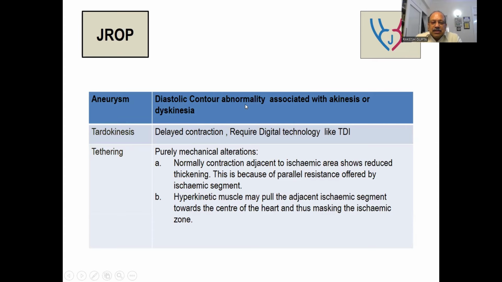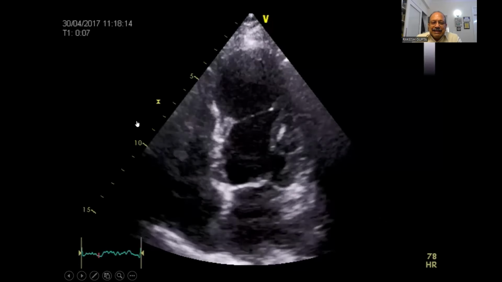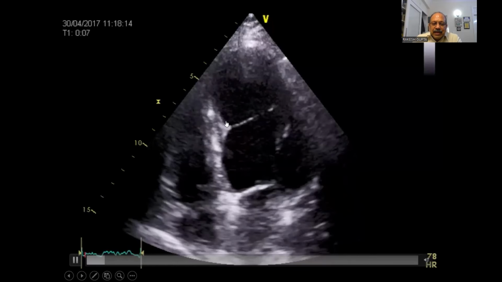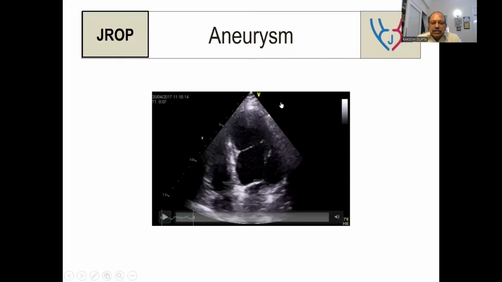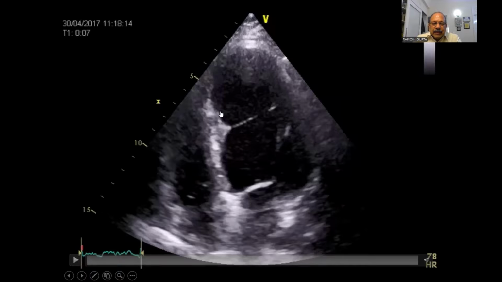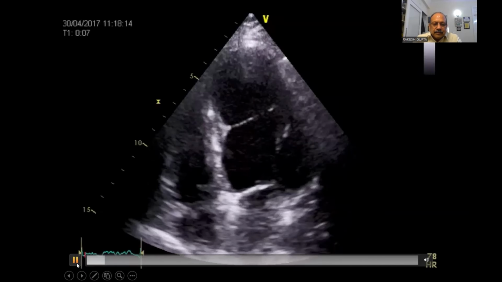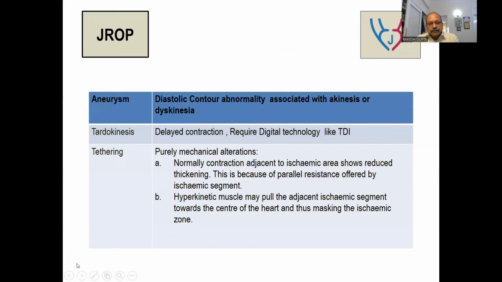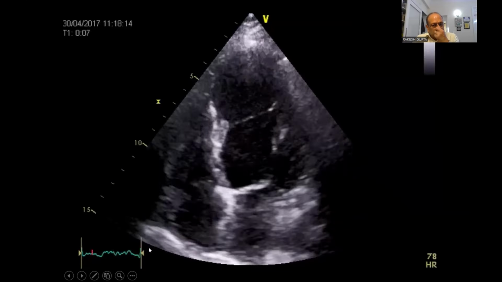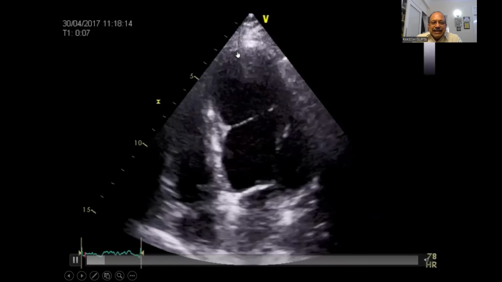That is diastolic contour abnormality associated with akinesis or dyskinesis. Now see this example very clearly. This is an accessory band. And look at this bulged out complete apical segment. Now see this again. There is no contraction. This is an akinetic segment which is really bulged out. And this is known as aneurysmal segment or true aneurysm.